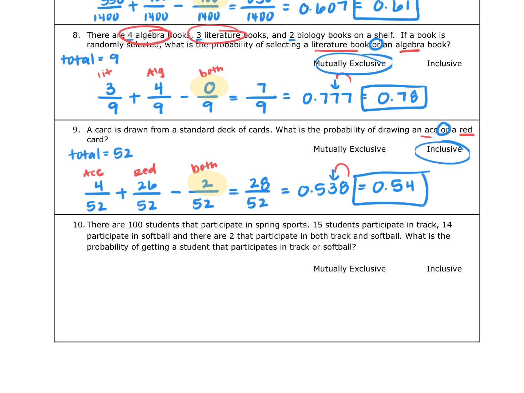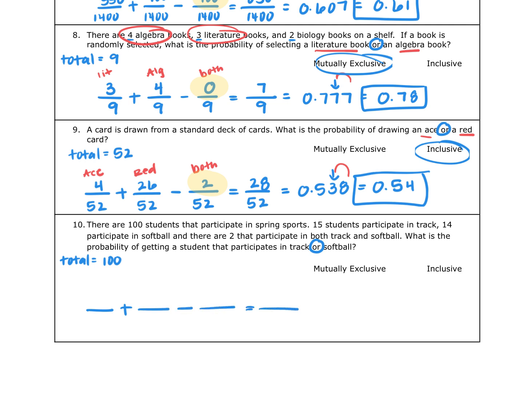All right, last one. There are 100 students that participate in spring sports. So I know right away my total is 100. So my bottom number is going to be 100. 15 students participate in track, 14 participate in softball, and there are 2 that participate in both track and softball. What's the probability of getting a student that participates in track, and then here's my keyword, or softball? Okay, or tells me I want this plus this minus this equals this.